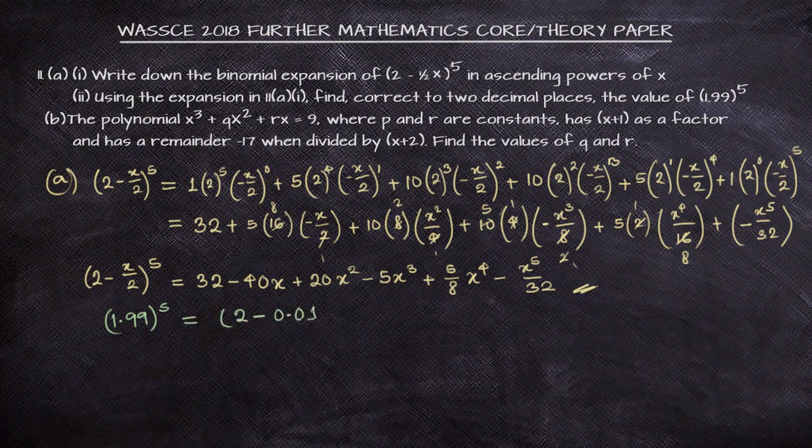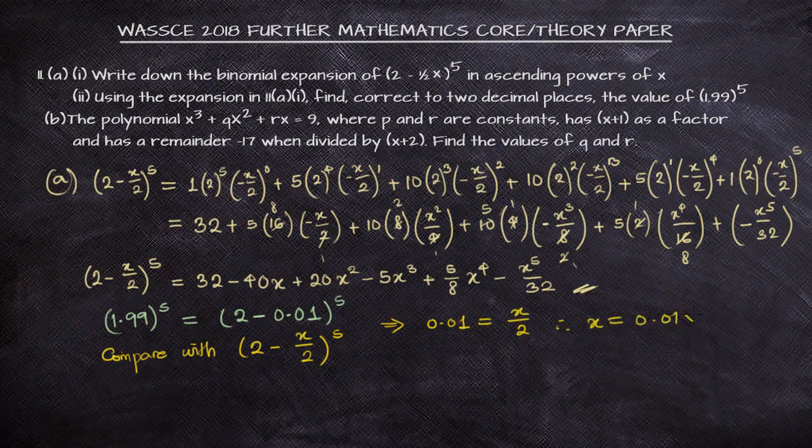And we are to express that 1.99 can be expressed as 2 minus 0.01 raised to power 5. So now if we are to compare this with 2 minus x over 2 raised to power 5, we will notice that, of course, the first entry is 2, but then the second entry is minus 0.01 and minus x over 2, meaning that 0.01 is equal to x over 2, and our x will be 0.01 multiplied by 2, which is 0.02.